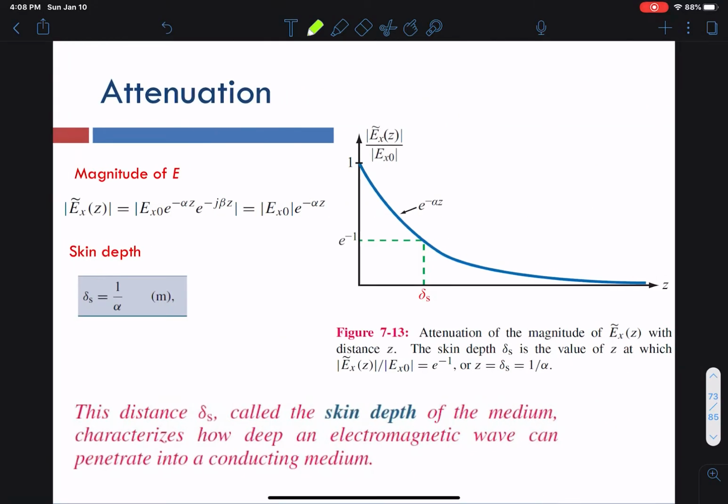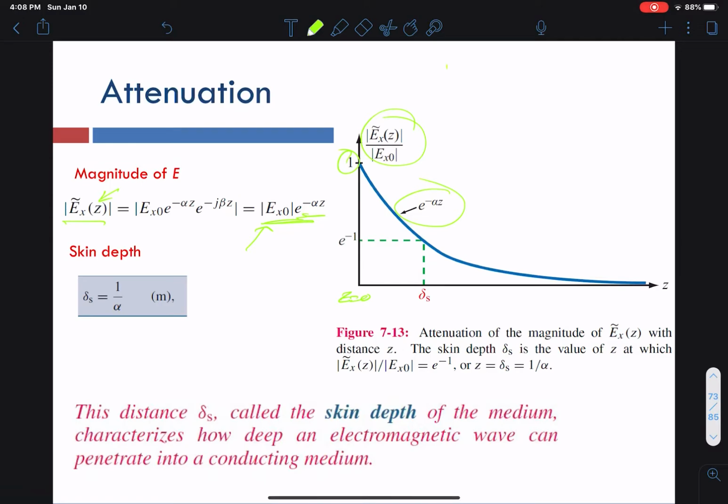All right, so let's see what happens. If we follow this equation over here, this is the field at any point, and this is the field at z equal to 0. This is the way it is decreasing. If you take the ratio of that at z equal to 0, right here, this ratio is 1, and as you go down, it's exponentially decreasing with this value. So at some point, this ratio is going to become exponential negative 1.